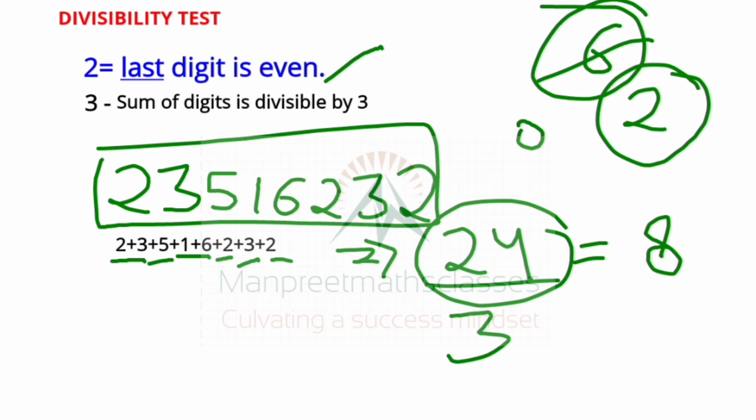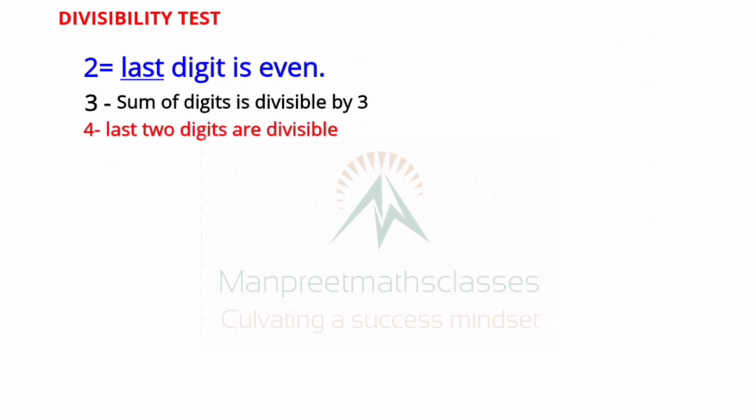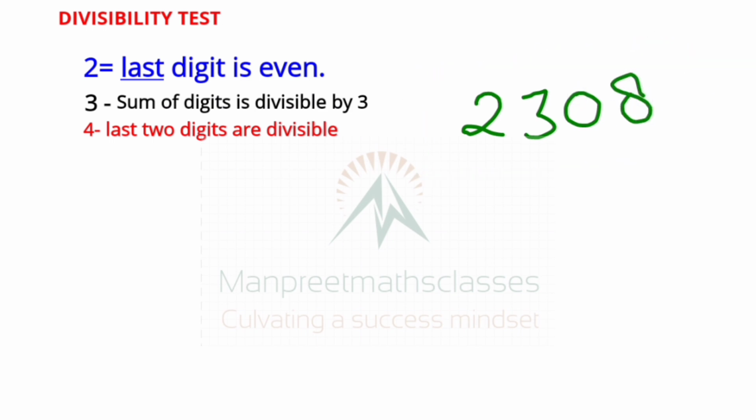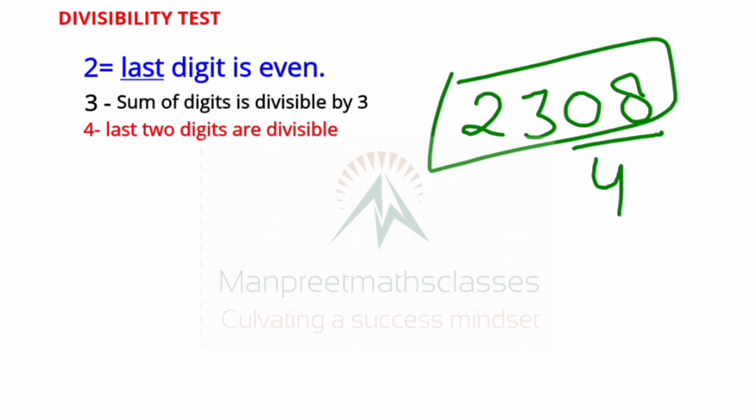Now let's check for another number 4. So for 4, divisibility rule is if last 2 digits are divisible, then you can say the number is divisible. Let's see by an example. Suppose we are having a number 2308 and we have to check whether this number is divisible by 4 or not. So we will see last 2 digits, that is 08. If this 08 is divisible by 4, you will say the whole number is divisible by 4.